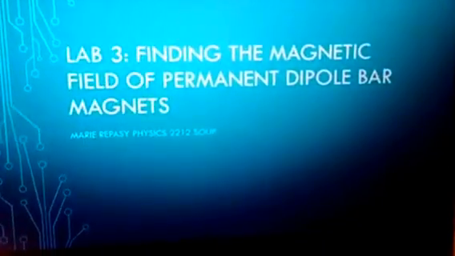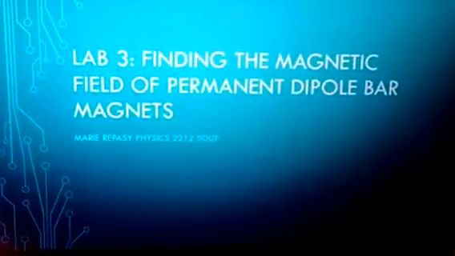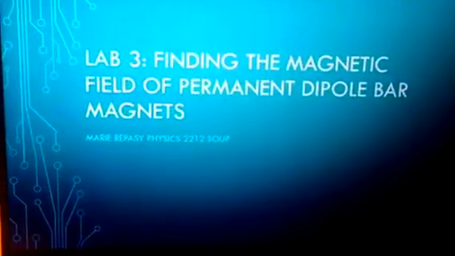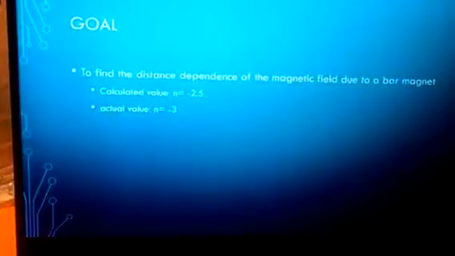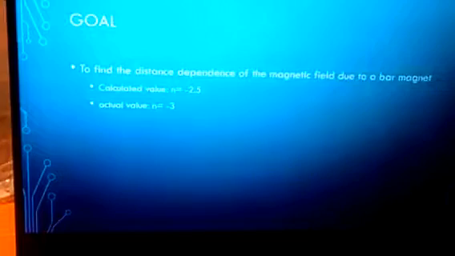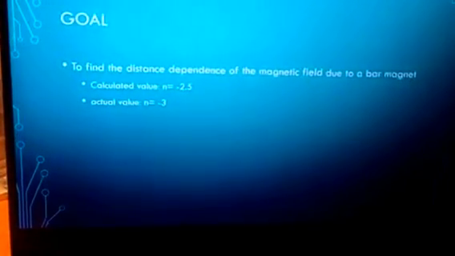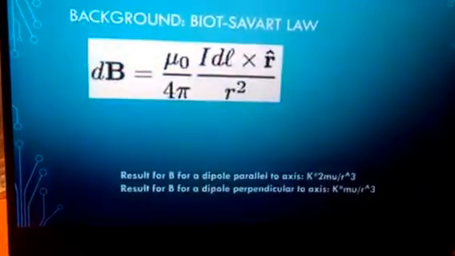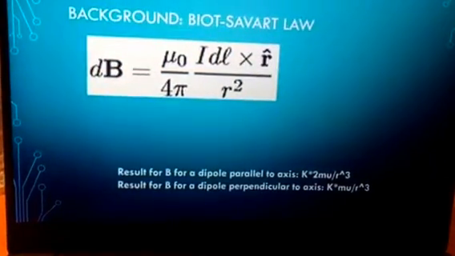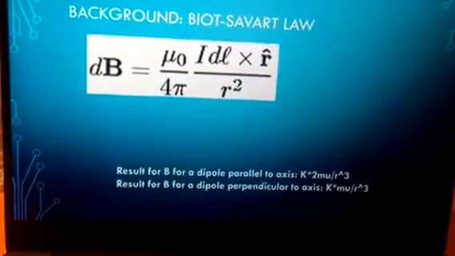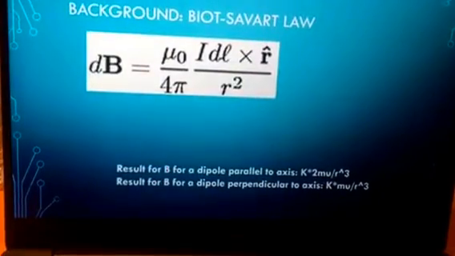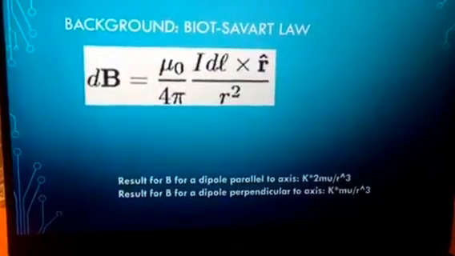In Lab 3, we found the magnetic field of bar magnets, which have a permanent dipole. We wanted to measure the distance dependence of the magnetic field due to a bar magnet, which should be approximately 1 over r cubed according to the Biot-Savart law. The Biot-Savart law is an equation that describes a magnetic field created by a current-carrying wire and allows you to calculate its strength at various points.